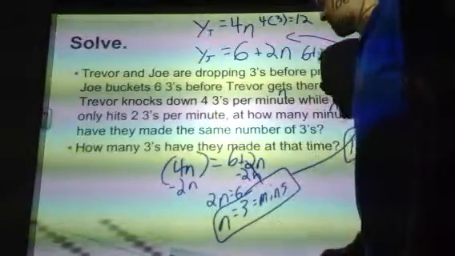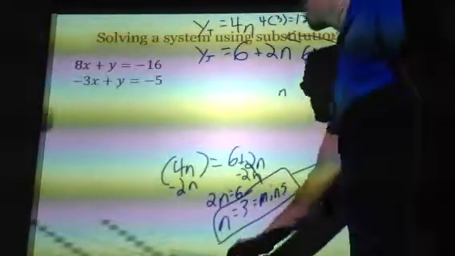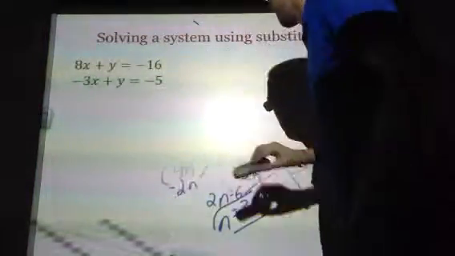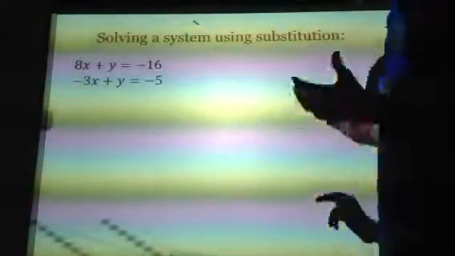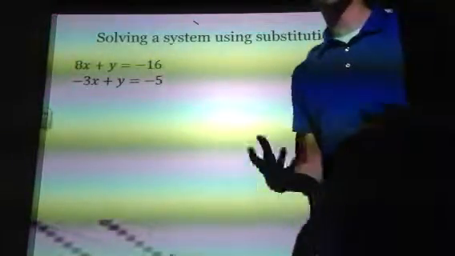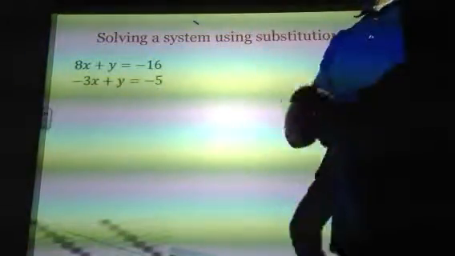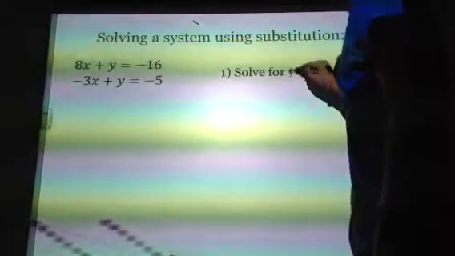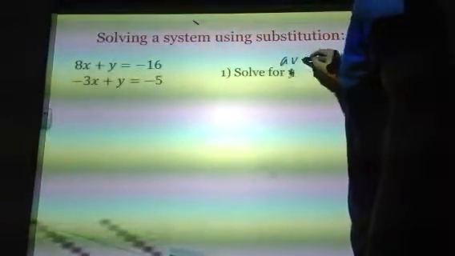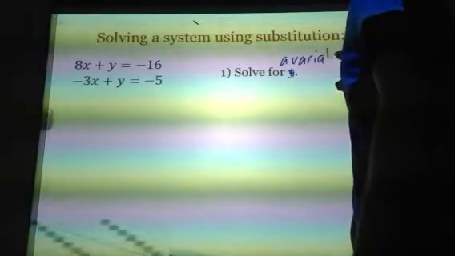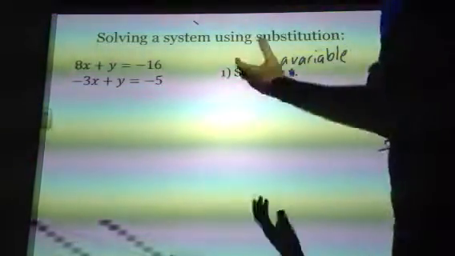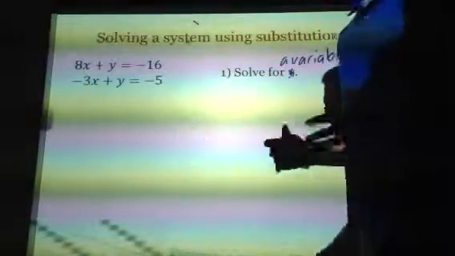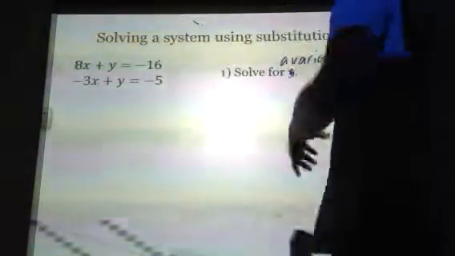Okay? So that's kind of the rationale of substitution. That's what we're doing when we're working on substitution. And there are more or less 6 steps to substitution. Okay? You don't have to memorize all these steps. Just know what we're trying to do when we substitute. Step 1, we're going to solve for a variable. In this example, we're going to solve for y, but it could be either variable. It doesn't matter.